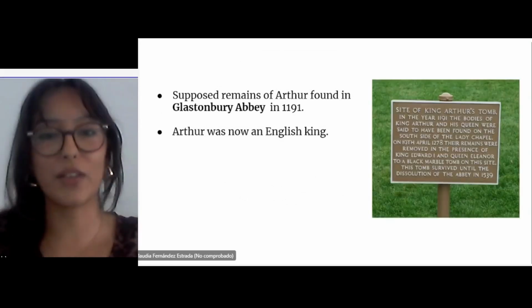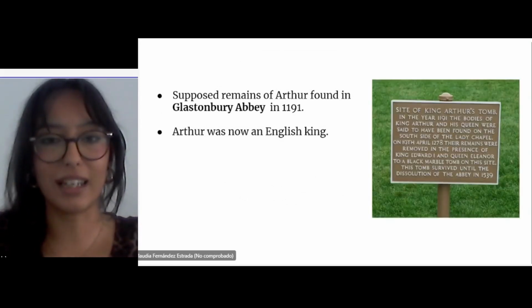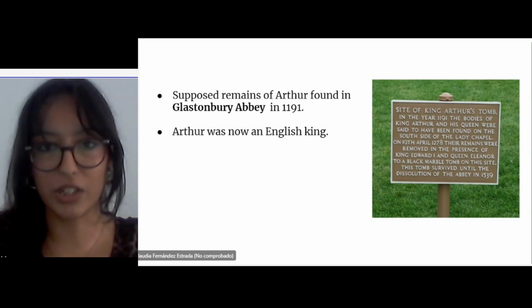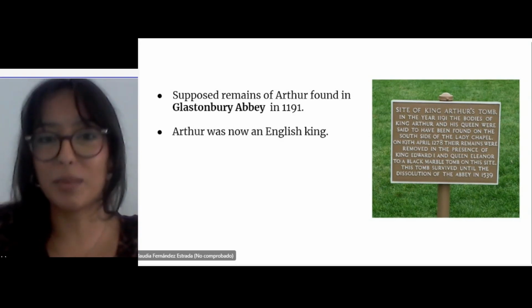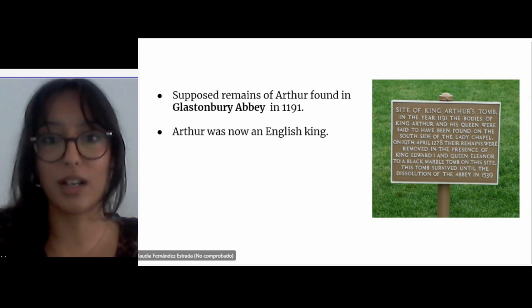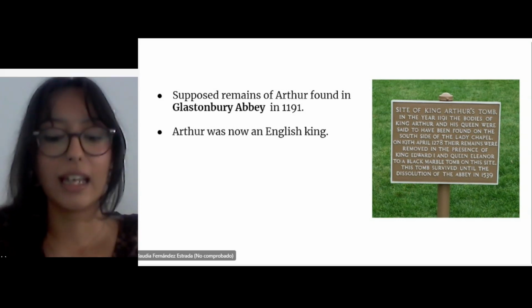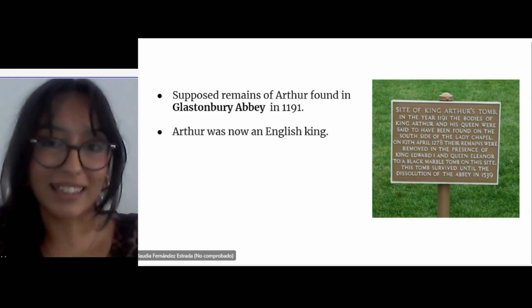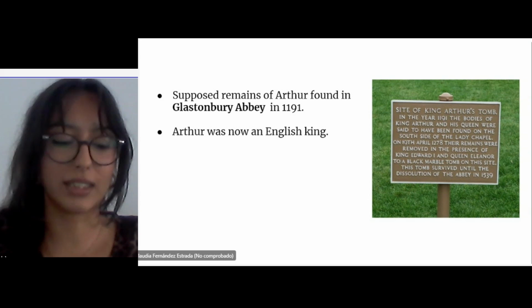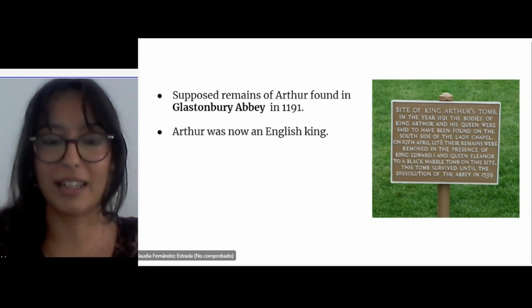But there's another thing. Remember that at the beginning I said that Arthur was a British king. And Arthur is a British king. And that was a problem for Henry because Henry was English. Well, one fateful day, Arthur's and Guinevere's remains appeared in Glastonbury Abbey in 1191.